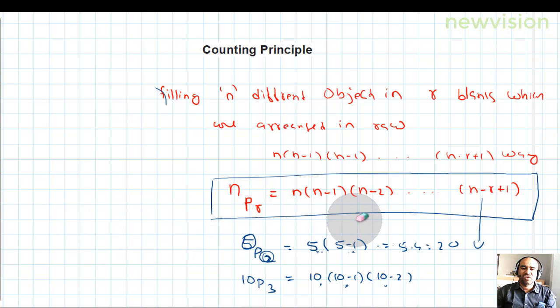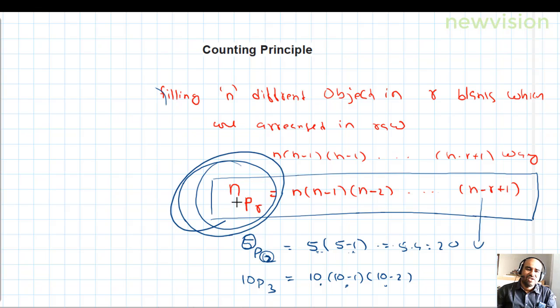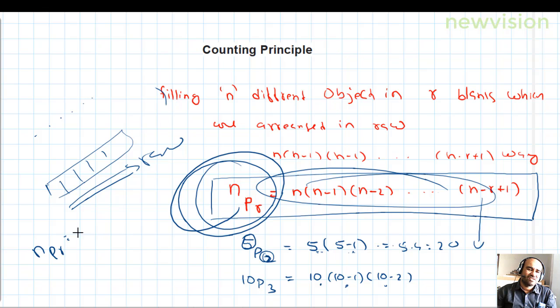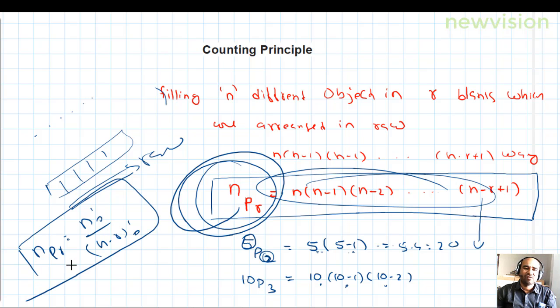NPR means n into n minus 1 into, and so on, n minus r plus 1. The meaning of this notation is that n different objects are given. We want to fill these n different objects in r blanks which are arranged in a row. How many different ways can you fill? I can say that NPR ways you can fill. NPR is nothing but this. Okay. The actual formula for NPR is given as n factorial by n minus r factorial. You can remember this. How we got everything, I will explain in the next chapter, Nana. Here you just want the meaning of that symbol. That is enough. NPR means n factorial by n minus r factorial.